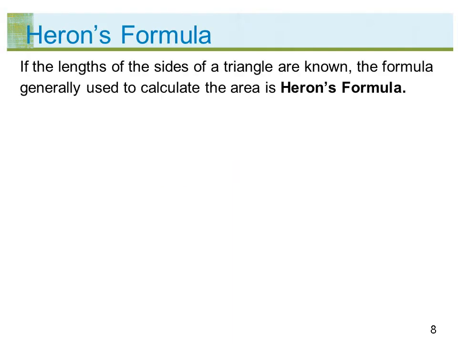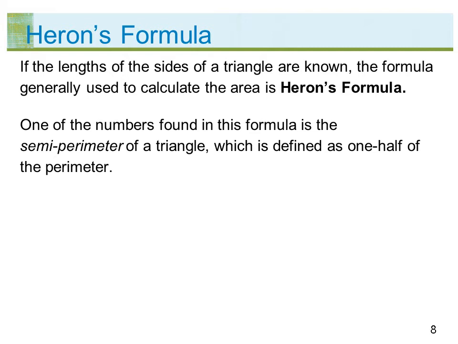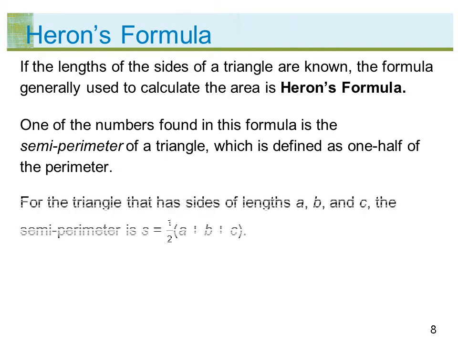If the lengths of the sides of a triangle are known, the formula generally used to calculate the area is Heron's formula. One of the numbers found in this formula is the semi-perimeter of a triangle, which is defined as 1/2 of the perimeter. For the triangle that has sides of lengths A, B, and C, the semi-perimeter is S equals 1/2 the sum of A plus B plus C.